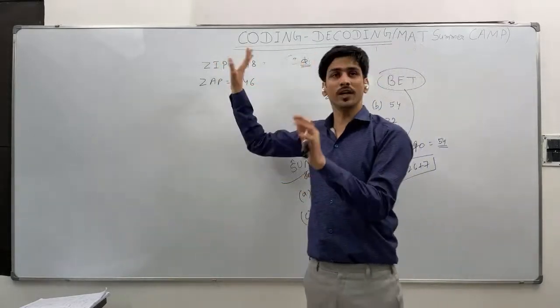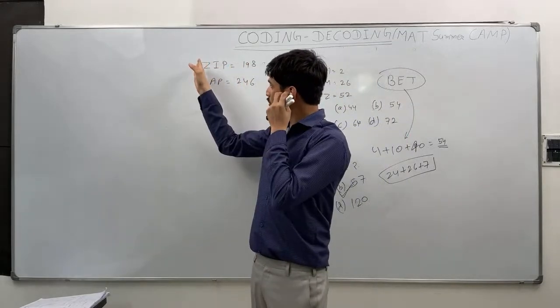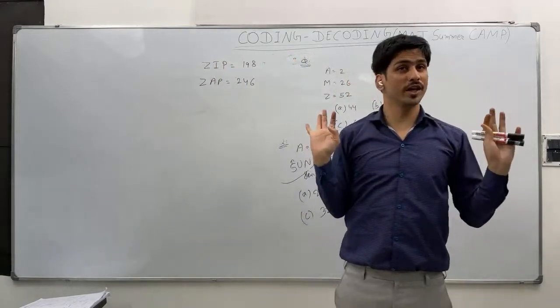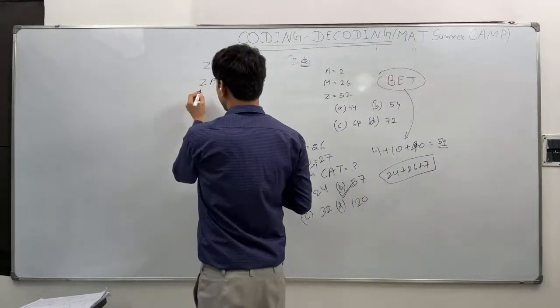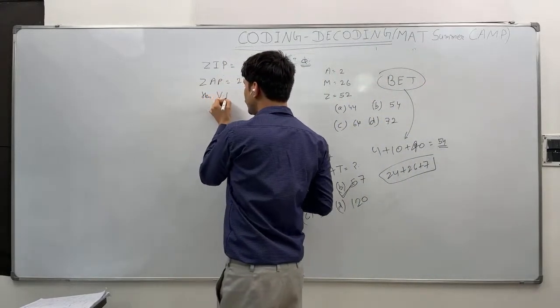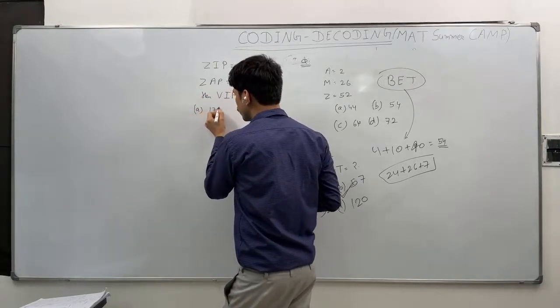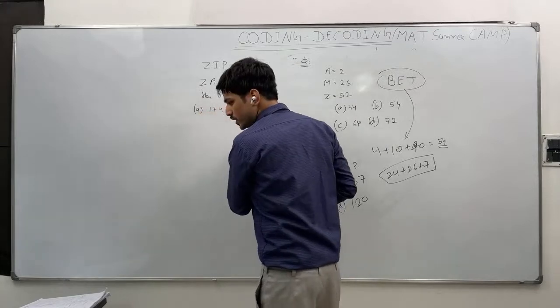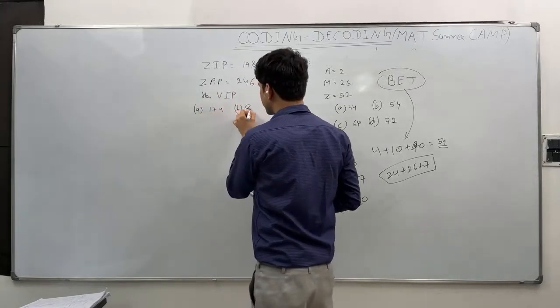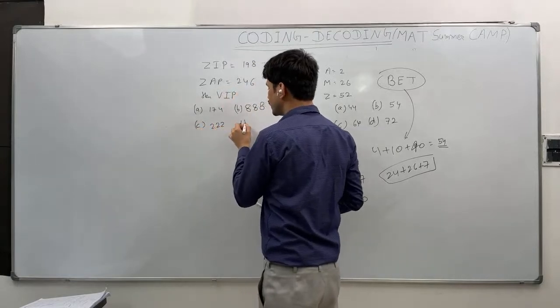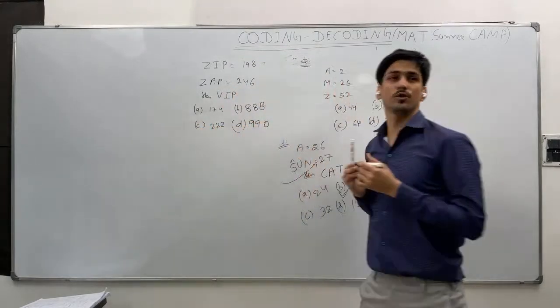But it's all about the coding only. You see, numbers, alphabets, they are converting into numbers. It means something related to their rank only, right? Now they're asking, then what is VIP? And I'm giving you 4 options. A, that is 174. B, that is 888. C, that is 222. And D, that is 990. Now try to solve this question.